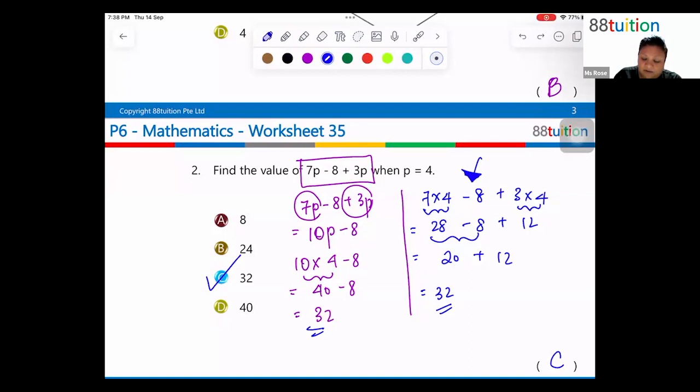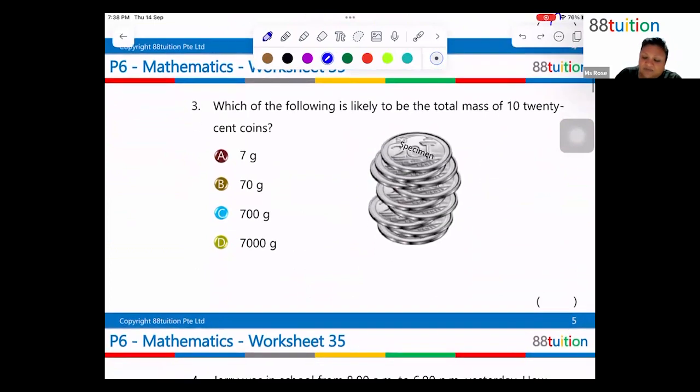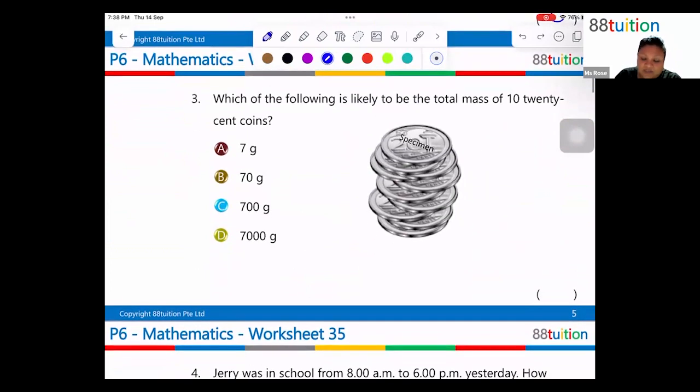Okay. All right. Question 3. Whenever you have a question like this that involves maths that you are not sure of, you ask yourself, and go only by elimination. So there are 10 coins. Now, 10 20-cent coins, what is the value of 10 20-cent coins? The value is $2, right?